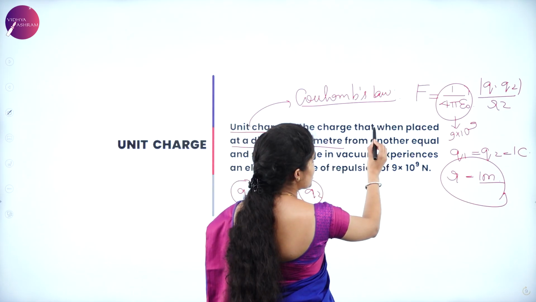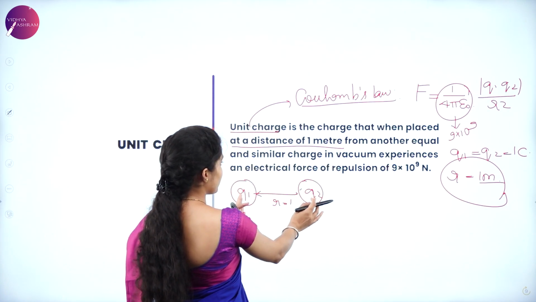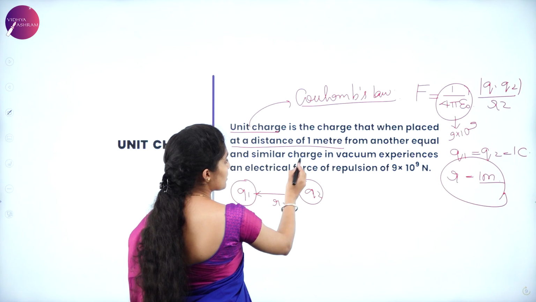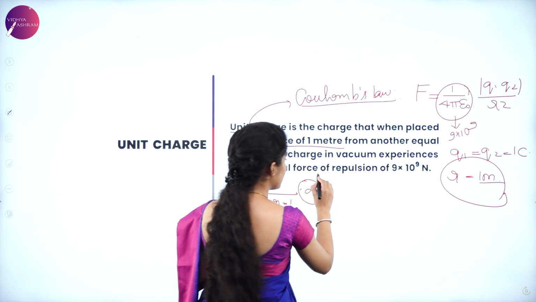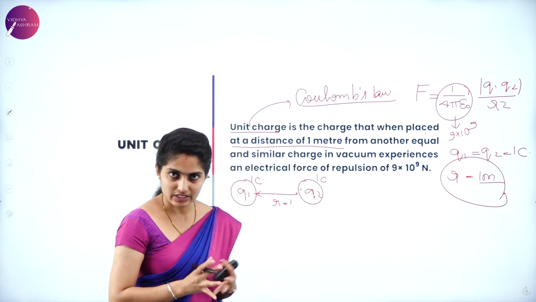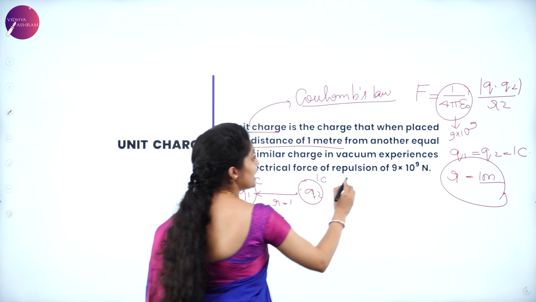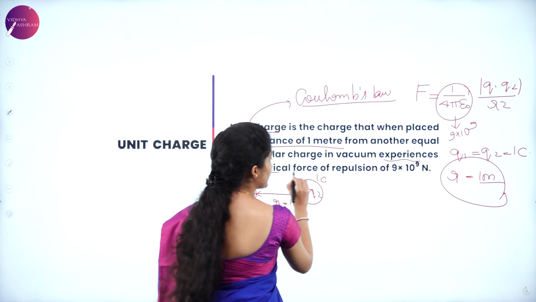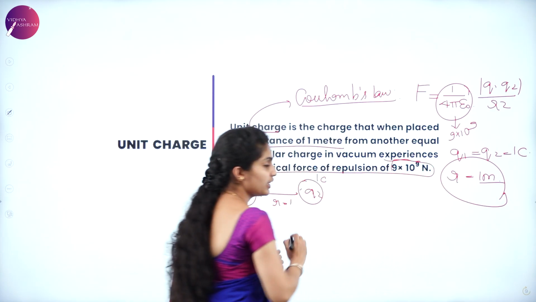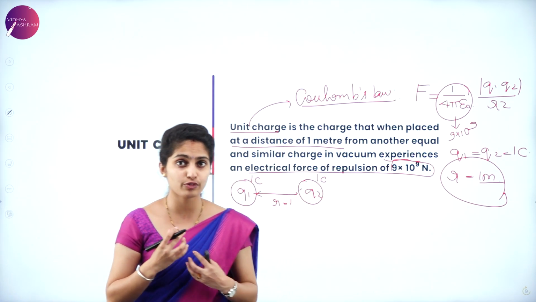So the unit charge is one which is placed at a distance of 1 meter from another equal and similar charge, that is 1 coulomb. This is also 1 coulomb. In vacuum condition, where there is no presence of any air, it experiences an electric force of repulsion. It experiences either force of attraction or force of repulsion.